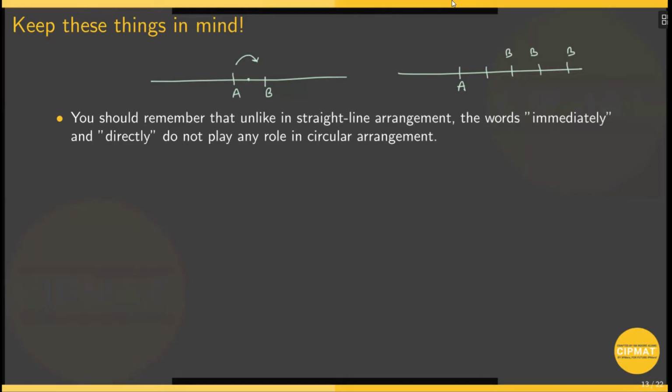However, in circular arrangements, there is no such case. In circular arrangements, whenever I mention that there is a circular table in this manner, and I say that somebody is sitting to the right of A, that basically means that it is immediately right of A. So B is sitting immediately right of A. The words immediately or directly do not play a role in a circular arrangement case. I hope that you understand this.